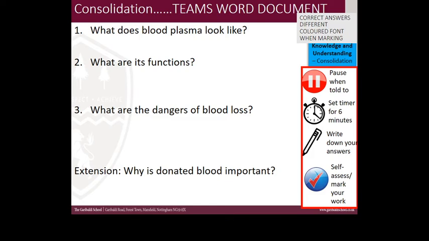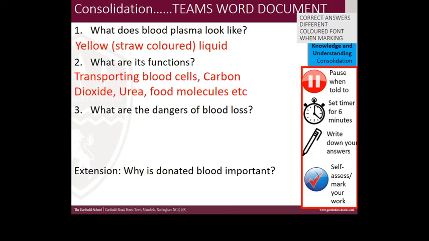Okay, brill. Let's have a look at some of the answers. So what does blood plasma look like? It's a yellow straw-colored liquid. Fantastic. Next one, what are its functions? Transports blood cells, carbon dioxide, urea, food molecules, etc.